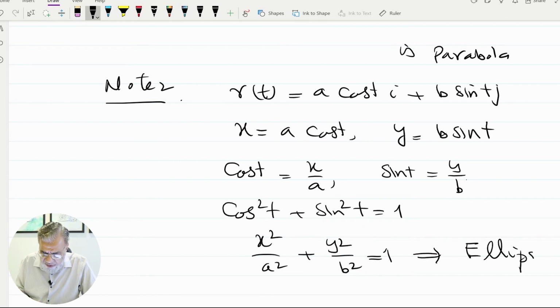So that's the idea. If we have sine and cosine functions with positive or negative sign, we are always going to get the ellipse, not the hyperbola, because the formula is cosine squared t plus sine squared t; a negative becomes positive. And so we get x squared over a squared plus y squared over b squared equals 1. That's our ellipse. So that's the idea.